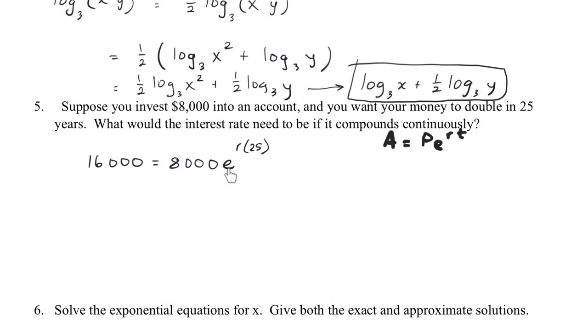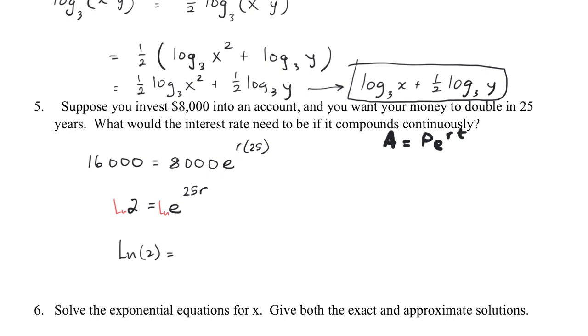So we need to get base e by itself because this is what we need to solve for R, and we can't solve for R if it's an exponent, so we need to cancel the base. We can't cancel the base until the coefficient is gone, so divide by 8,000, we're going to get 2 equals e to the 25 times R. Now we can cancel the base e using natural log on both sides.